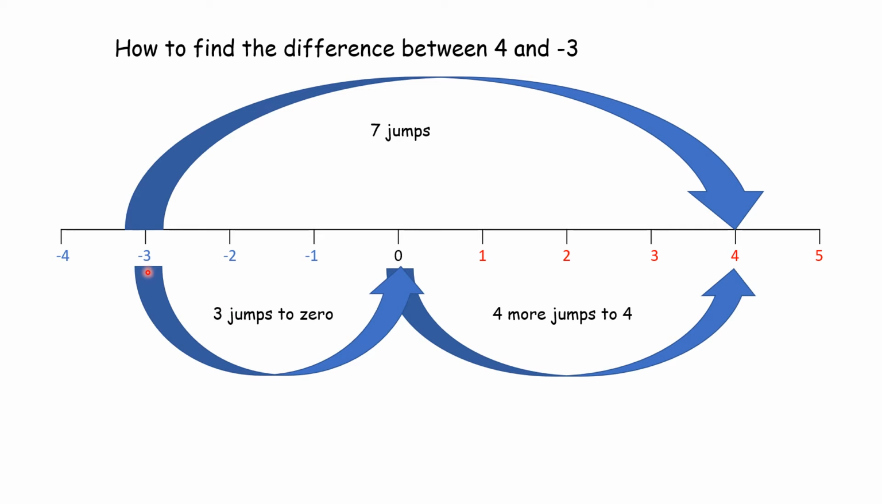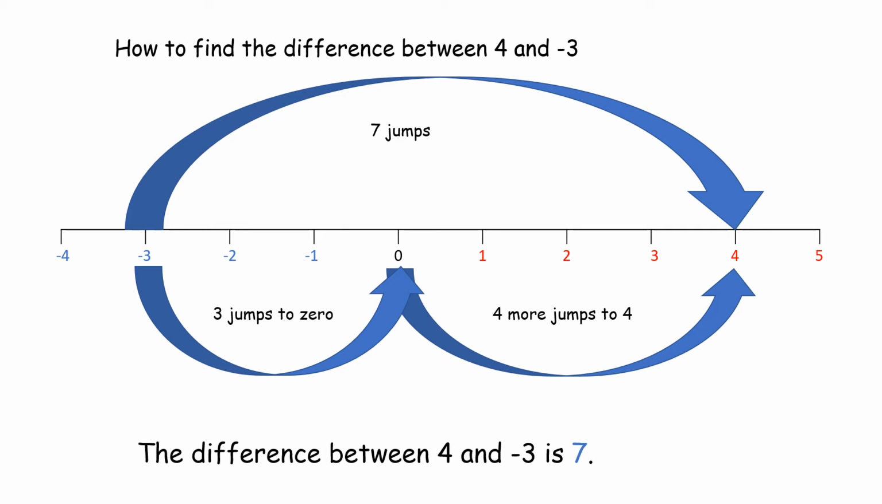So let's start counting the jumps. We start with -3, 1, 2, 3. So 3 jumps takes us to 0. Then we need 1, 2, 3, 4 more jumps to get us to 4. So 3 jumps and 4 more jumps, that's 7 jumps altogether. We did it continuously, 1, 2, 3, 4, 5, 6, 7. So that's how we would find the difference between 4 and -3. The difference is 7.